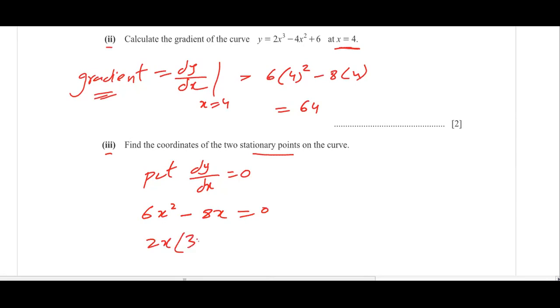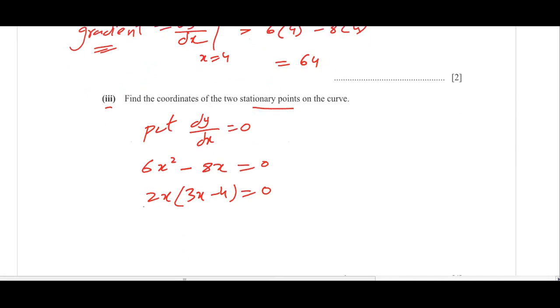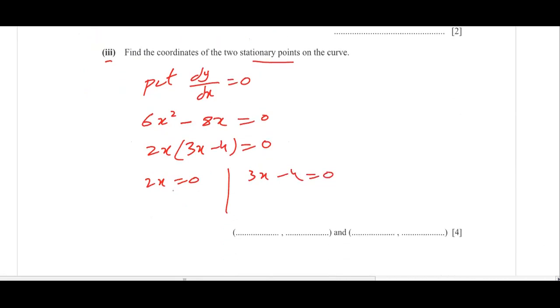2x is common. So 3x minus 4 equal to 0. Put 2x equal to 0, or the other option is 3x minus 4 is equal to 0. So from here we will have x is equal to 0 over 2, which is 0, and 3x will be equal to 4. So x will be equal to 4 over 3.